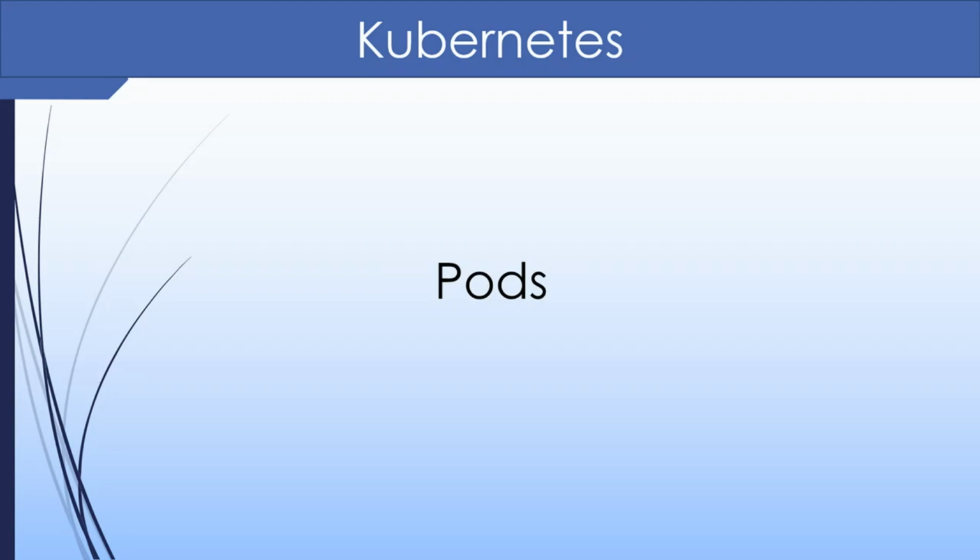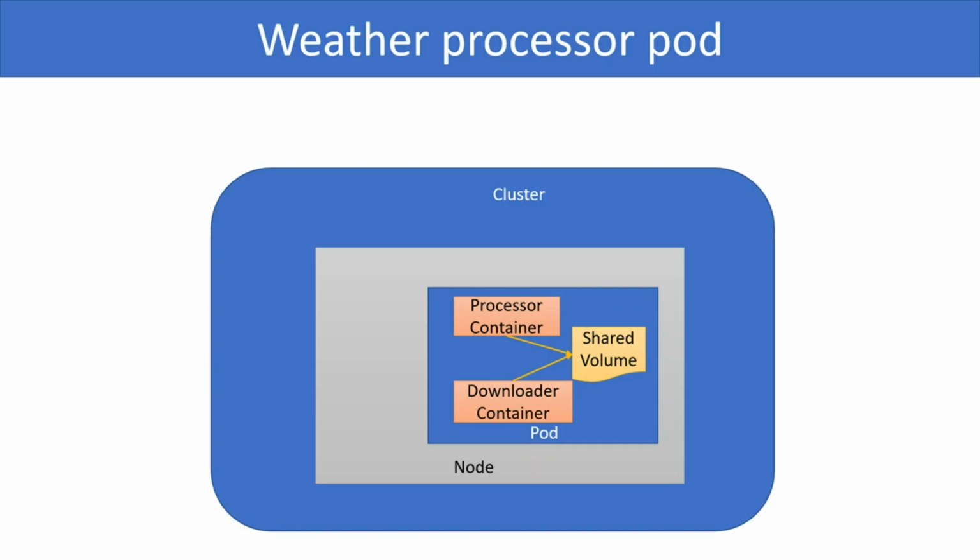In the previous video, we talked about Kubernetes objects. The most important Kubernetes object is a pod. A pod is the most basic unit that can be deployed to a Kubernetes cluster. A pod consists of one or more containers. The most basic use case for Kubernetes is to deploy a single container per pod.